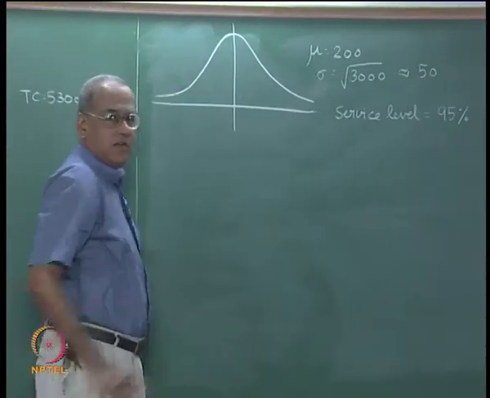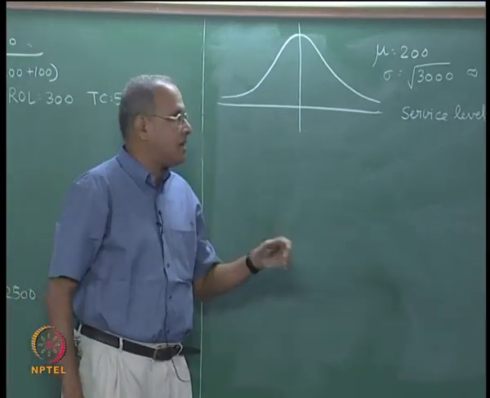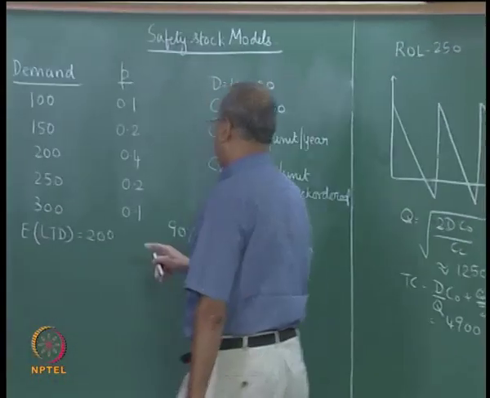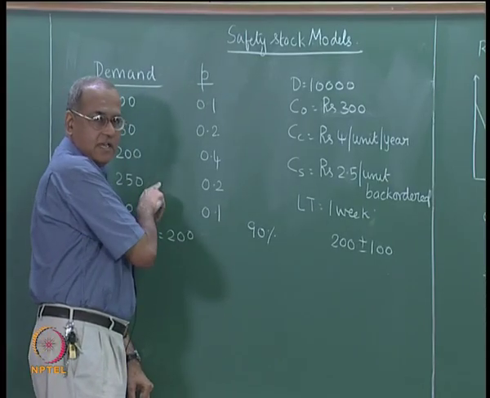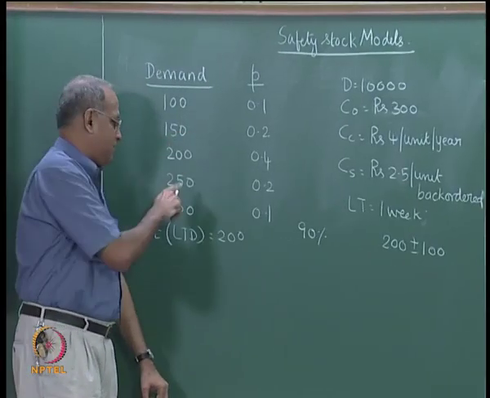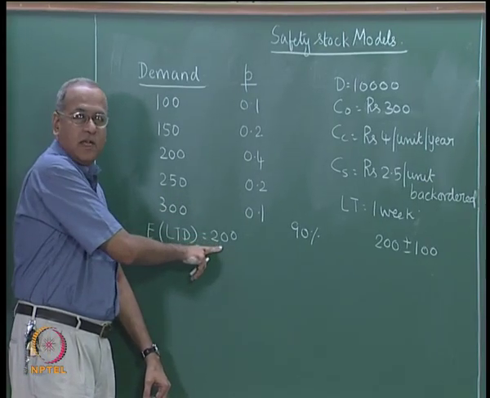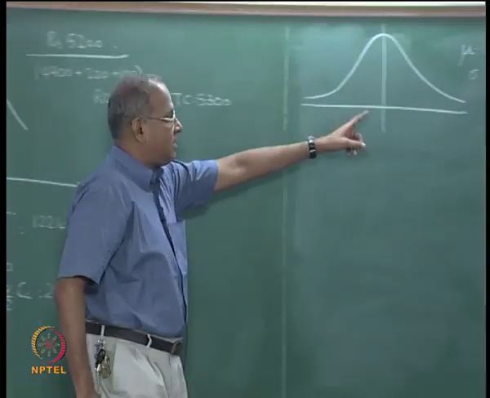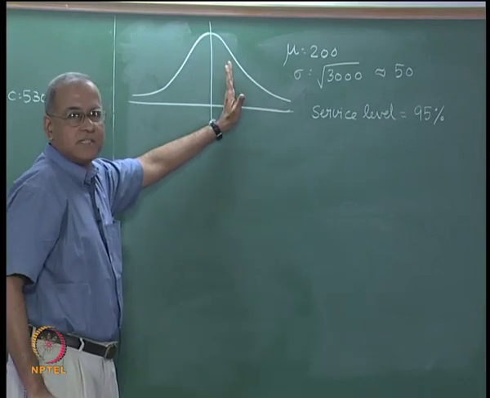So with the service level of 95%, we have to find out the corresponding safety stock assuming the normal distribution. Here when we fixed the reorder level at 250, the service level was 90% and the safety stock was 50, which is the difference between the reorder level of 250 and the expected value of lead time demand of 200. So now in this case, given the service level, we need to find out the safety stock.